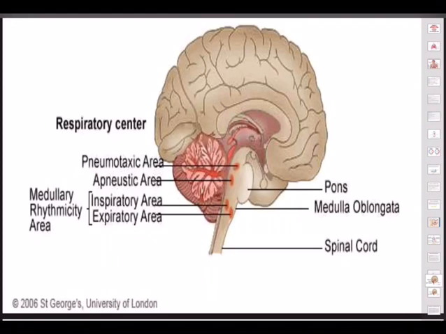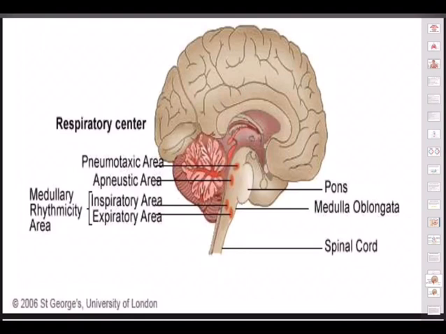Okay, an increase in these substances, that is CO2 and H plus, activates this center, the chemosensitive area, which in turn signals the rhythm center to make necessary adjustments in the respiratory process, by which these substances can be eliminated. CO2 can be eliminated.